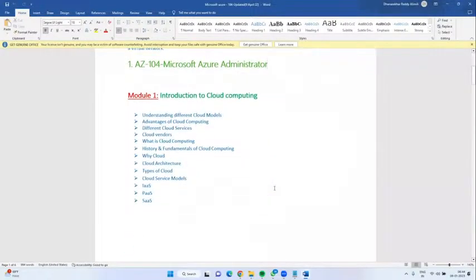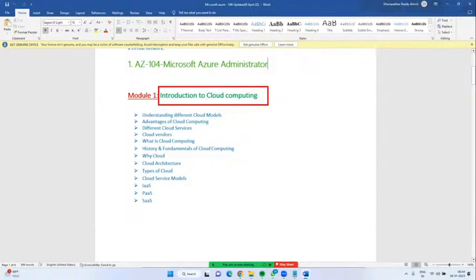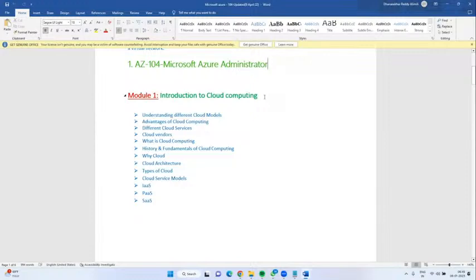Now, first thing, module one. Module one is about what? Introduction to cloud computing. So what are the different topics there? Advantages of cloud computing, who are the vendors for cloud computing, why cloud, why not. These topics we discussed in the last session. That is module one.